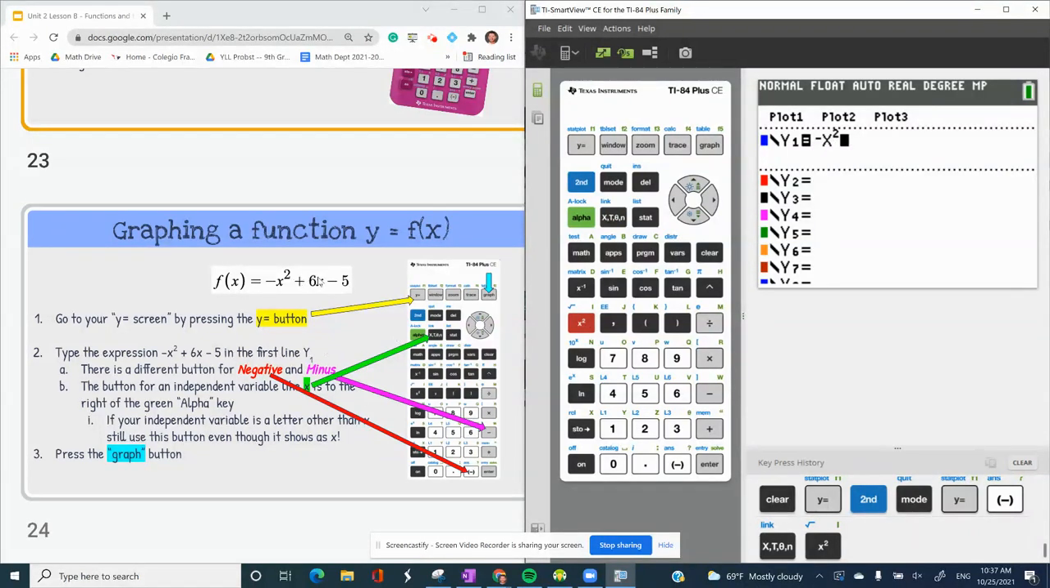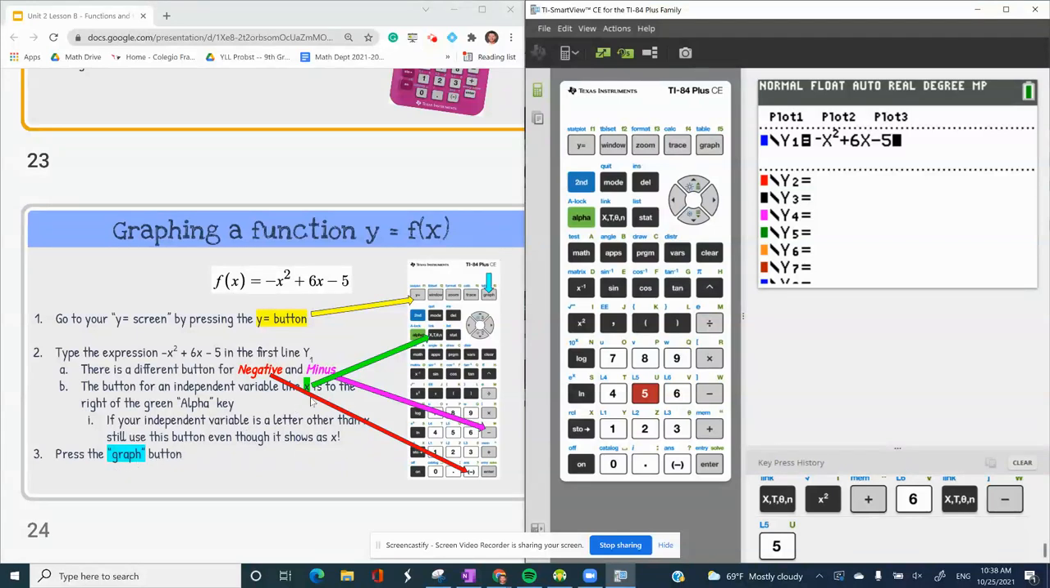Then we can type plus 6x. So I'll type plus 6, and then the x button again. And then minus 5. We're going to use the minus button, not the negative button. Minus 5. Great.